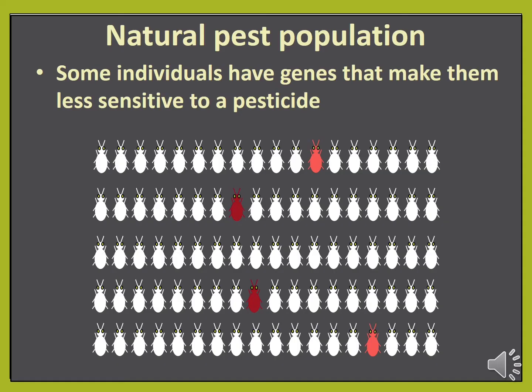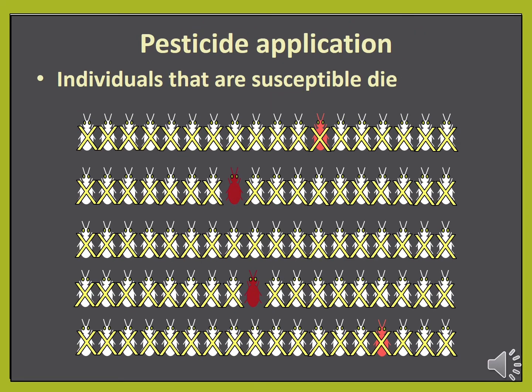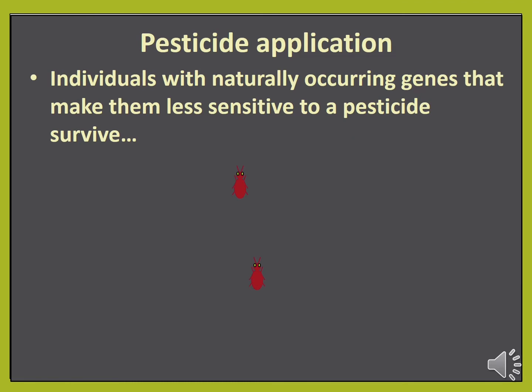In this natural pest population, there are some individuals that have the genes that make them less sensitive to the pesticide. In this case, insects, the red ones, have the naturally occurring genes. A pesticide application occurs, and the individuals that are susceptible will die, in this case most of them, and a few that have the resistant genes will survive the application. The individuals with the naturally occurring genes that make them less sensitive to the pesticide will survive.